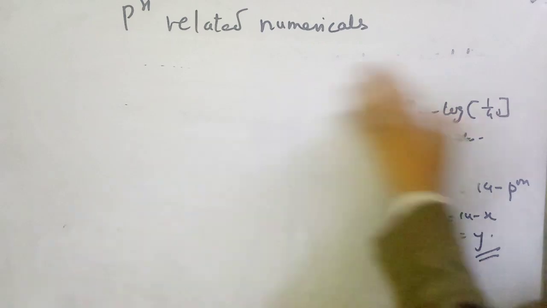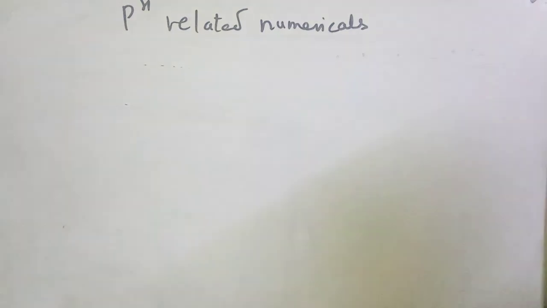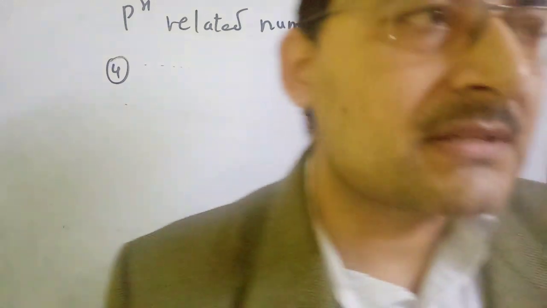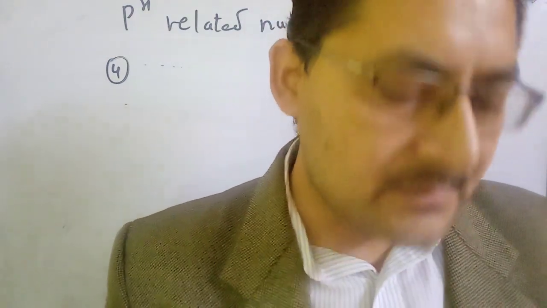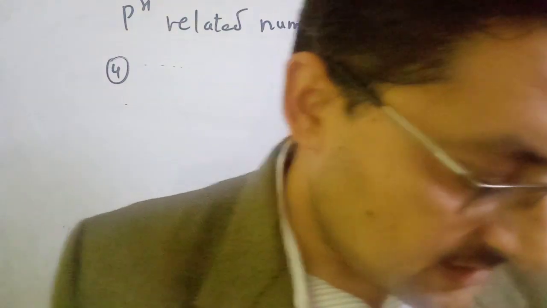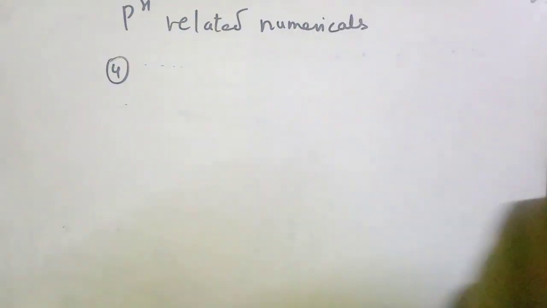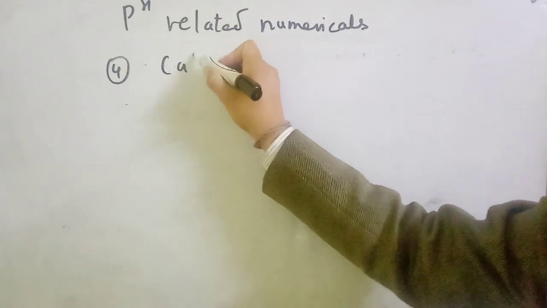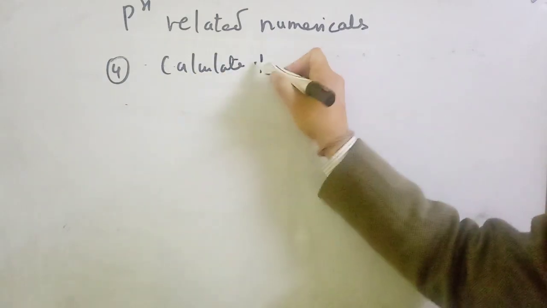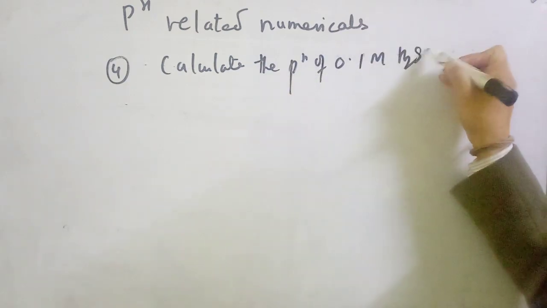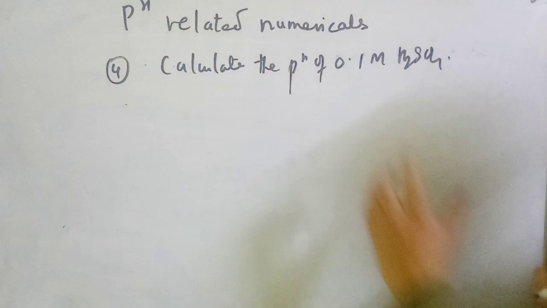Now I'm going to solve the fourth type of problem. Today I'm going to solve very simple, typical problems that you should start with at first. So let us see the number 4 problem. Calculate the pH of 0.1 molar H2SO4.